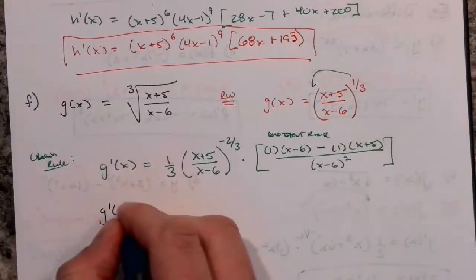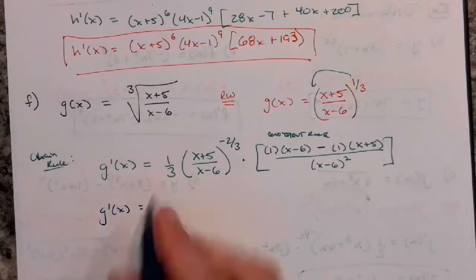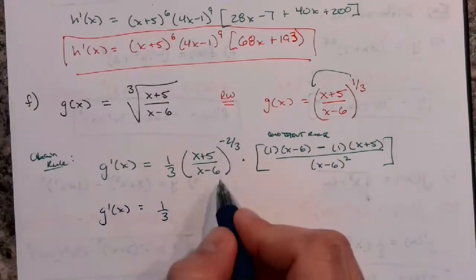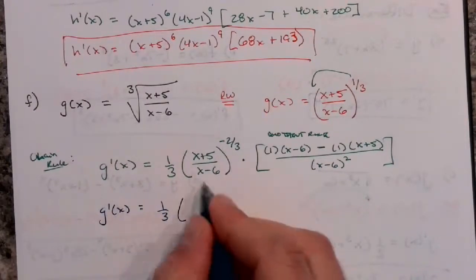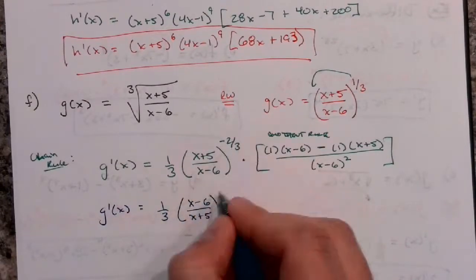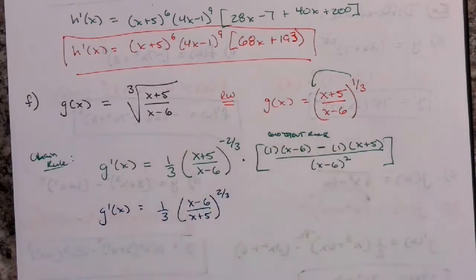G prime of x. Let's simplify this now. So 1/3, I'll keep 1/3. A negative exponent on a fraction, if you remember, tells you to take the reciprocal of the inside, so you flip the inside, x minus 6 over x plus 5, and then the power becomes positive. It's the same as bringing the negative exponent to each factor and then moving them up or down in the numerator and denominator as appropriate.